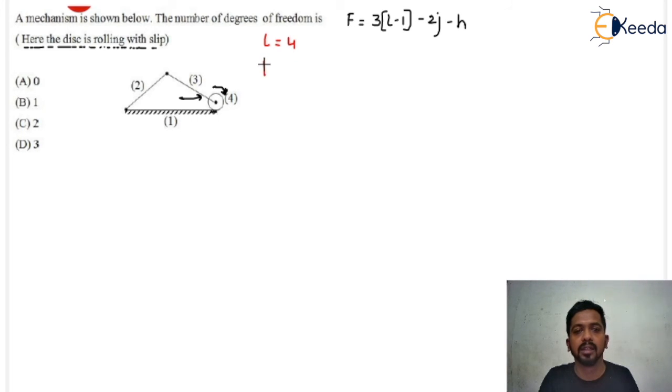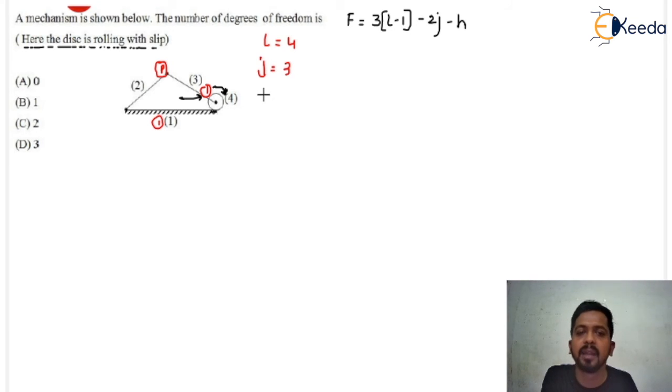J represents the number of binary joints. If there is a ternary or quaternary joint, convert it into binary form. Here you can see that all the joints are in binary form. So 1, 2, and 3. There are 3 binary joints.